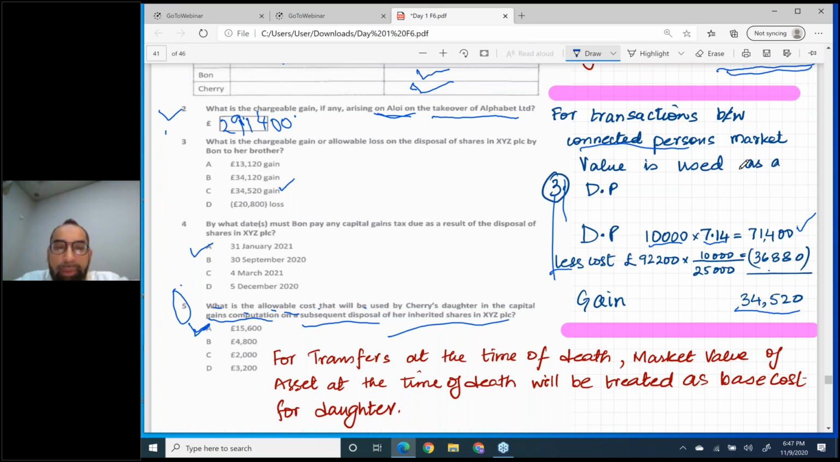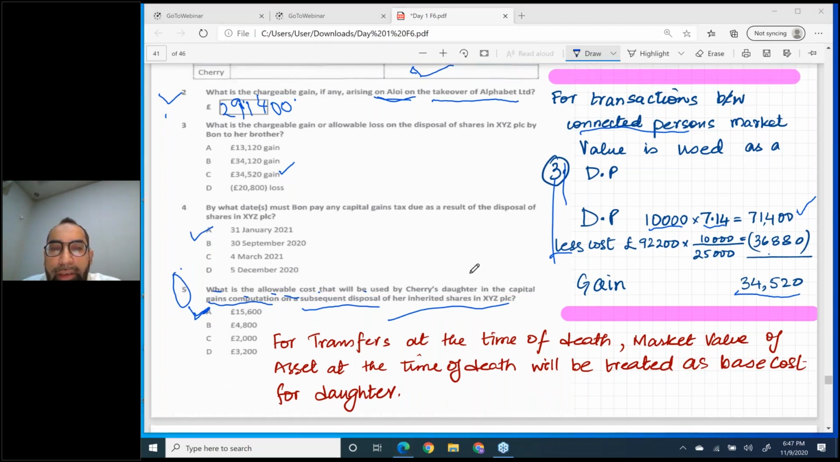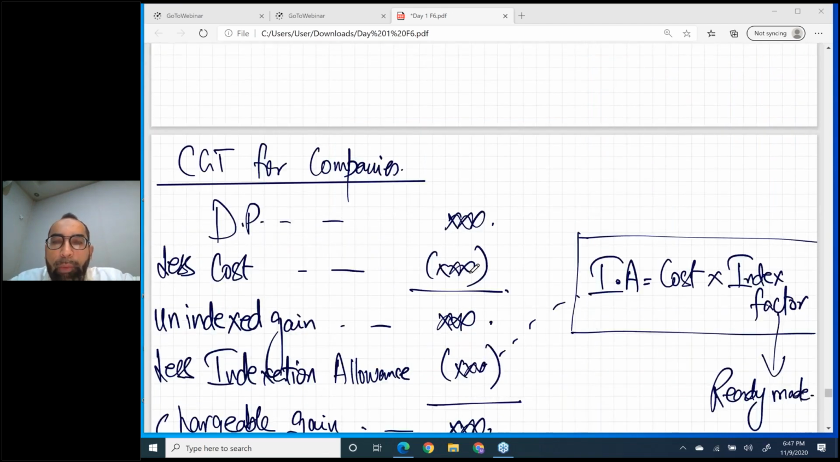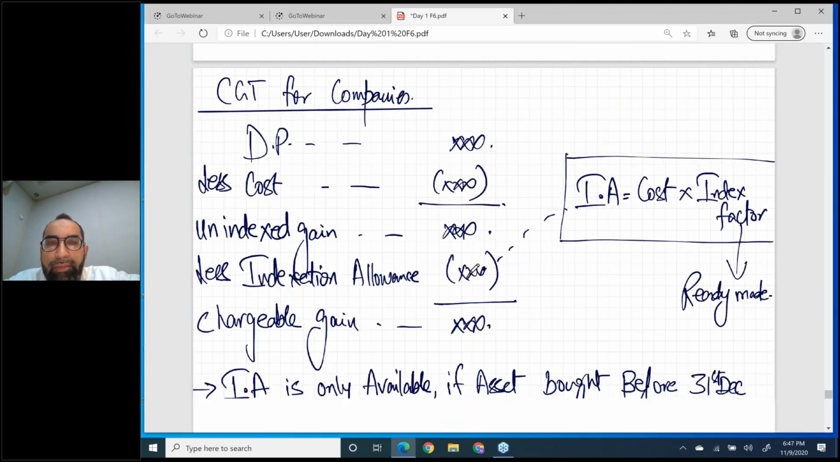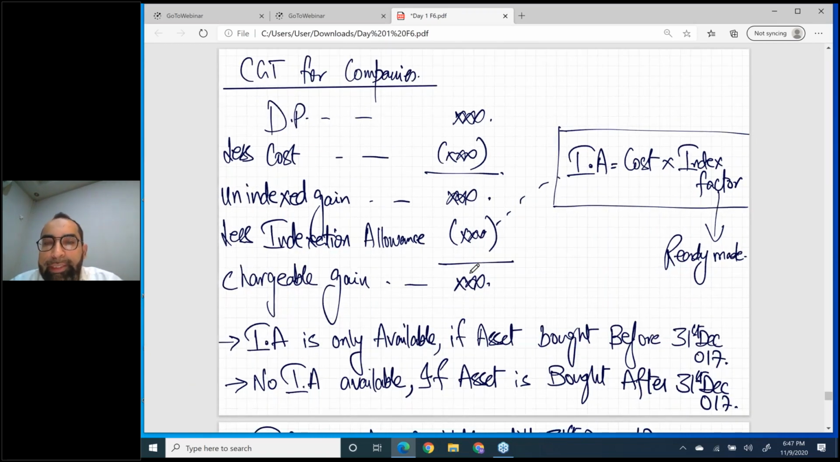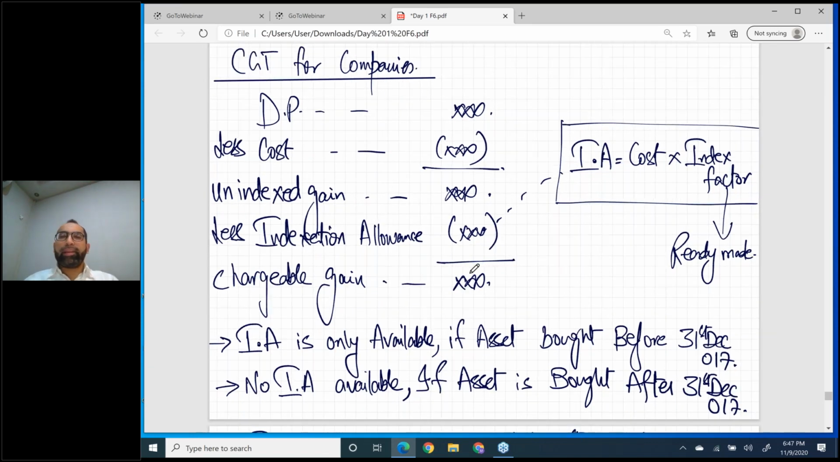Now, my dear students, there is one area left: CGT for companies. Let me give you a quick recap, because this area will also touch your corporation tax. For companies there is a very simple working. First you write disposal proceeds less cost, and you get the unindexed gain.